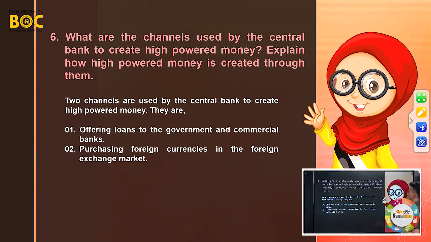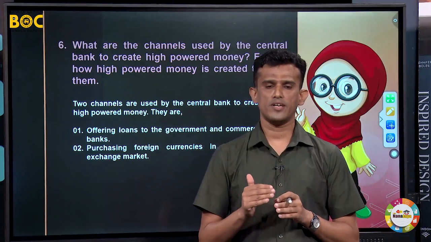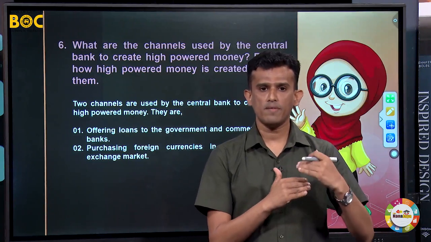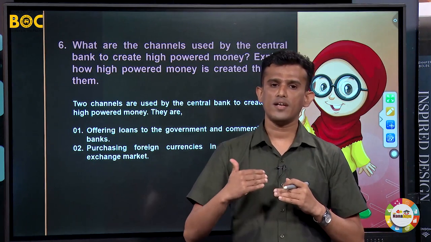What are the channels used by the central bank to create high-powered money? Explain how high-powered money is created through them. As we discussed in the previous question, how does the central bank create high-powered money? They are releasing high-powered money to the economy by acquiring various assets.